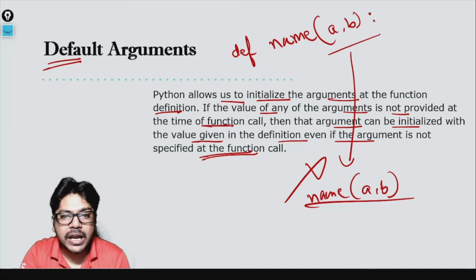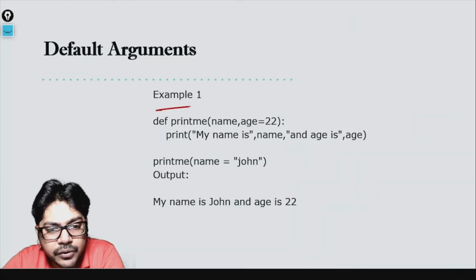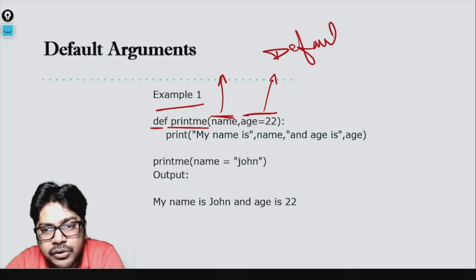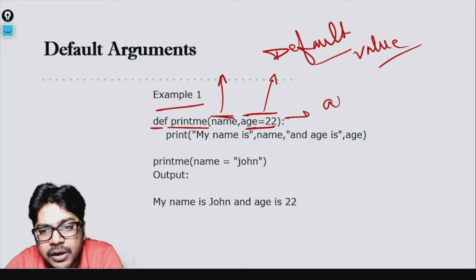How is it going to do that? Let us check over here. So here, what we are doing is writing def print_me, and we have two parameters. One is name, which is a normal parameter. The other one is a default parameter. This is what you are creating as a default parameter. You are giving a default value to it. What is the default value of age? You gave age equal to 22.